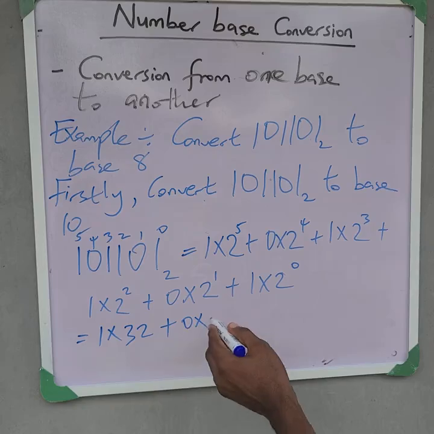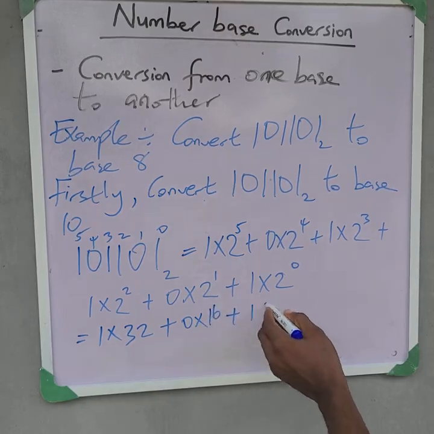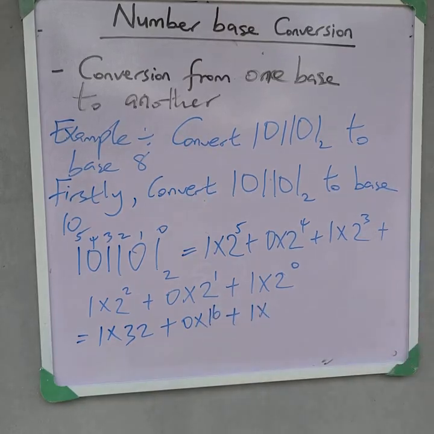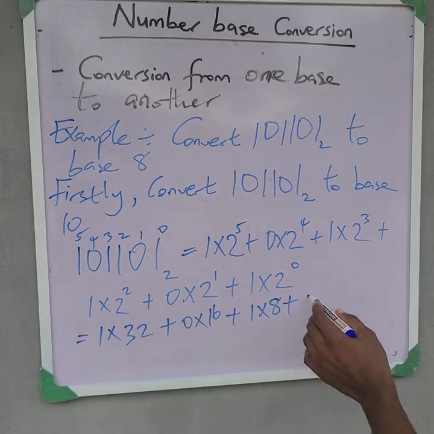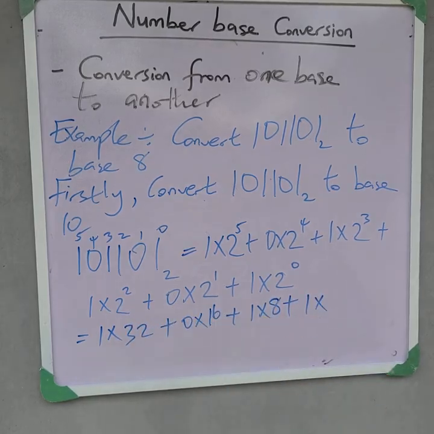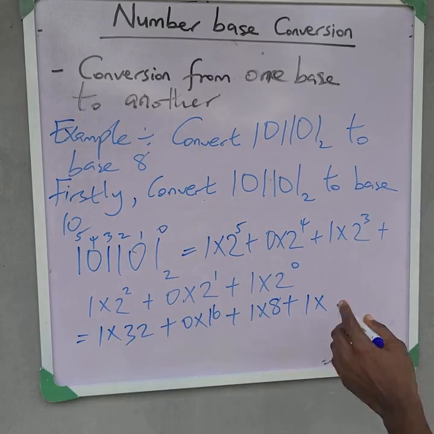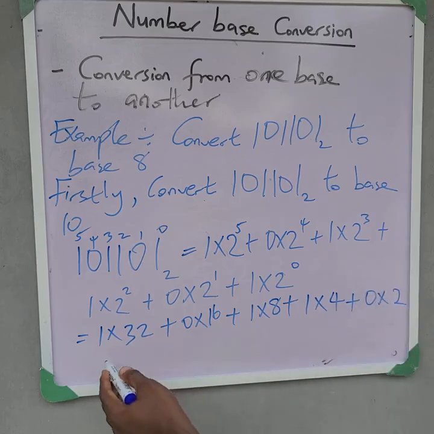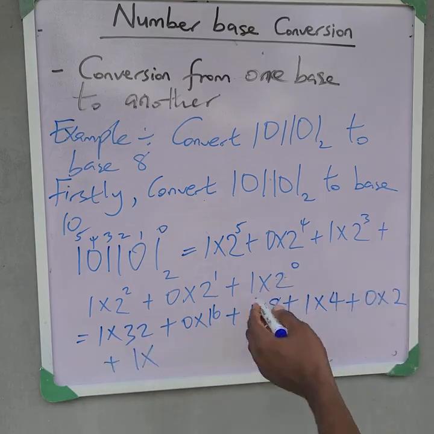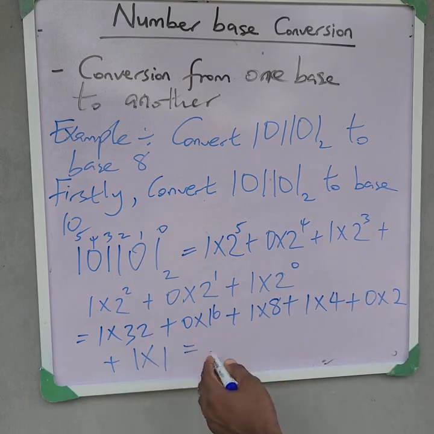That is 16 plus 1 times 2 raised to power 3, which is 2 times 2 times 2, which is 8, plus 1 times 2 raised to power 2, which is 2 times 2, which is 4, plus 0 times 2 raised to power 1, which is 2, plus 1 times 2 raised to power 0 is 1, because we say that anything raised to power 0 is 1.